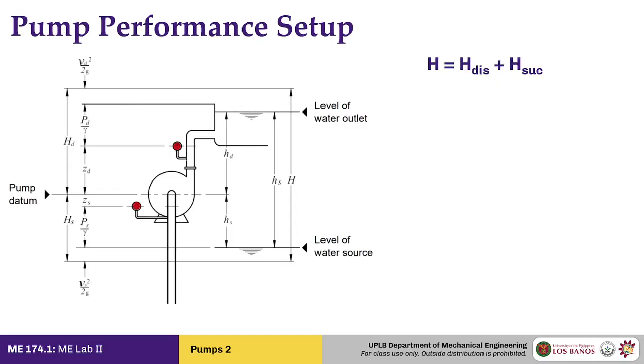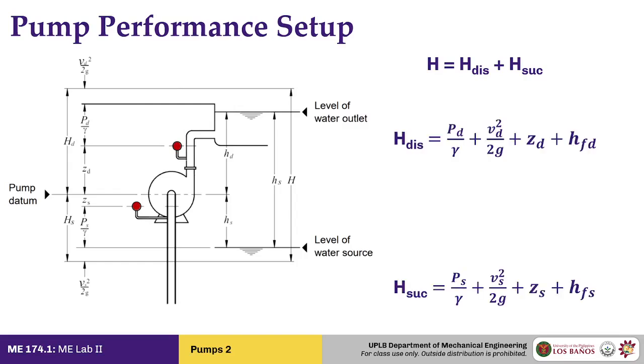So the pump head, the available head that they can supply, is the difference between the discharge and the suction head. Each of these heads is composed of differing heads. So we have the pressure head, the velocity head, the elevation head, and the losses, of course. These losses include the friction head and the minor losses along the system. So during the experiment, I'll have you take note of the lengths of the pipes as well as the different attachments and the minor losses connected to those.